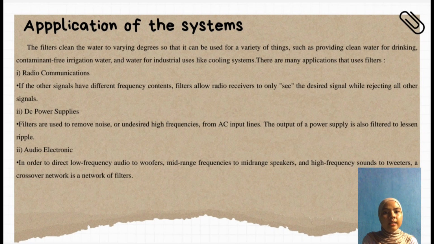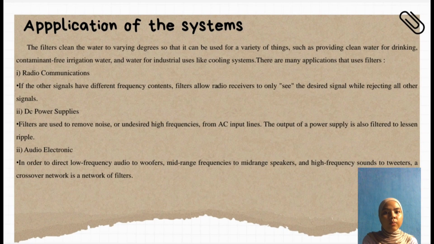The first one is radio communication. If the other signals have different frequency contents, filters allow radio receivers to only see the desired signal while rejecting all other signals. Number 2 is DC power supply.